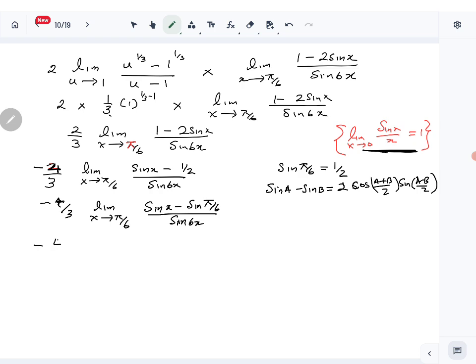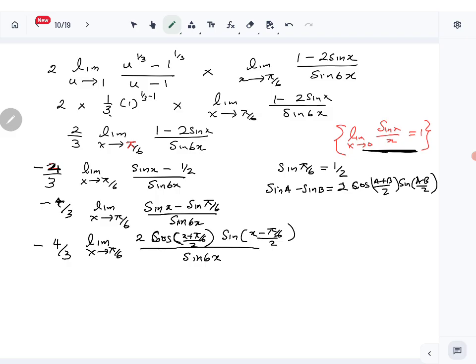So what will happen? -4 over 3, limit x goes to pi over 6. This becomes 2 cos x plus pi over 6 over 2 inside, and sine x minus pi over 6 over 2 over sine 6x, right? Then take the 2 out, so -8 over 3 outside, limit x goes to pi over 6.